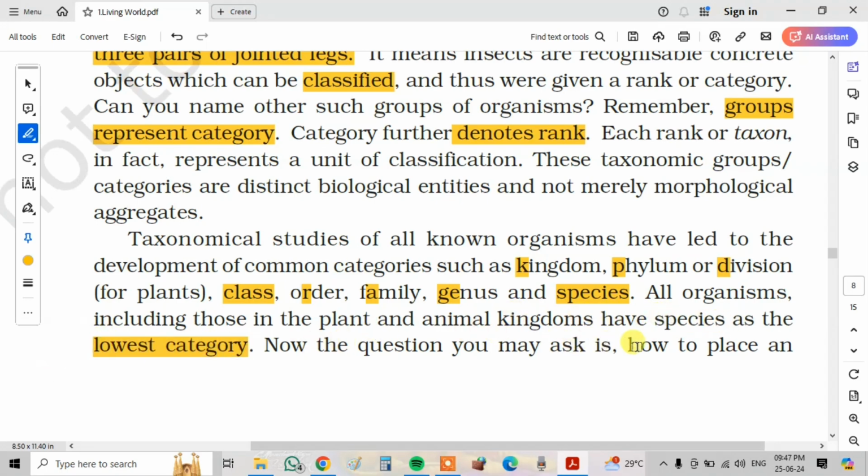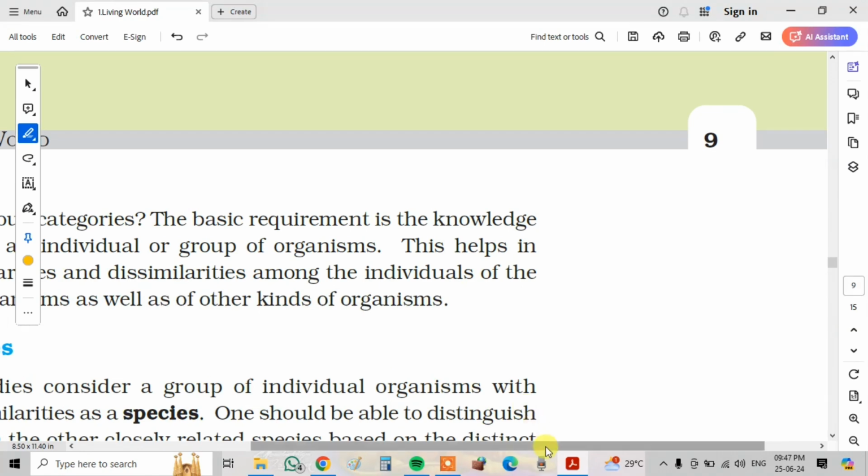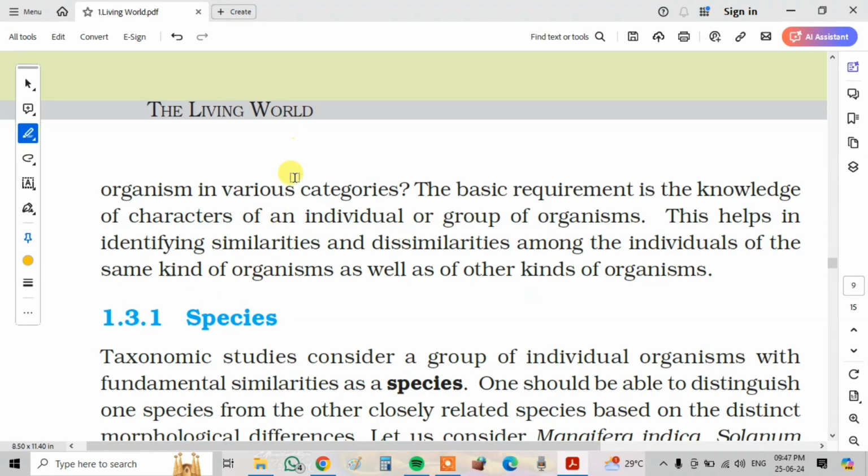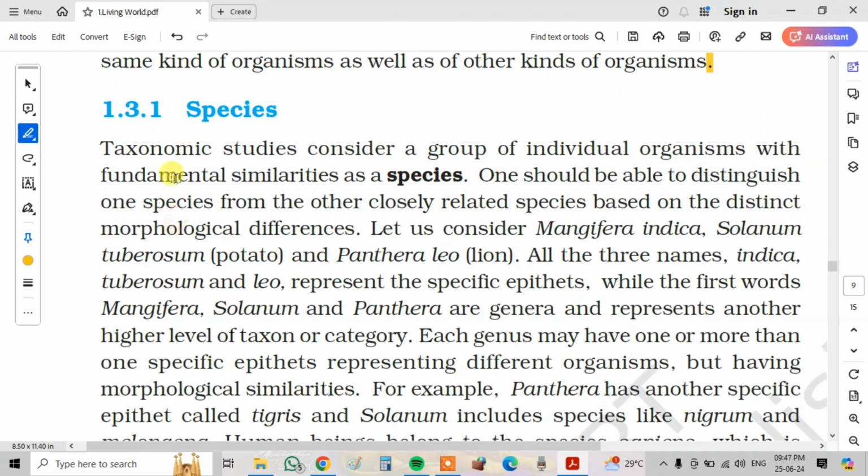Now the question you may ask is how to place an organism in various categories. The basic requirement is the knowledge of characters of an individual or group of organisms. This helps in identifying similarities and dissimilarities among the individuals of the same kind of organism as well as other kinds of organisms. And next, species.